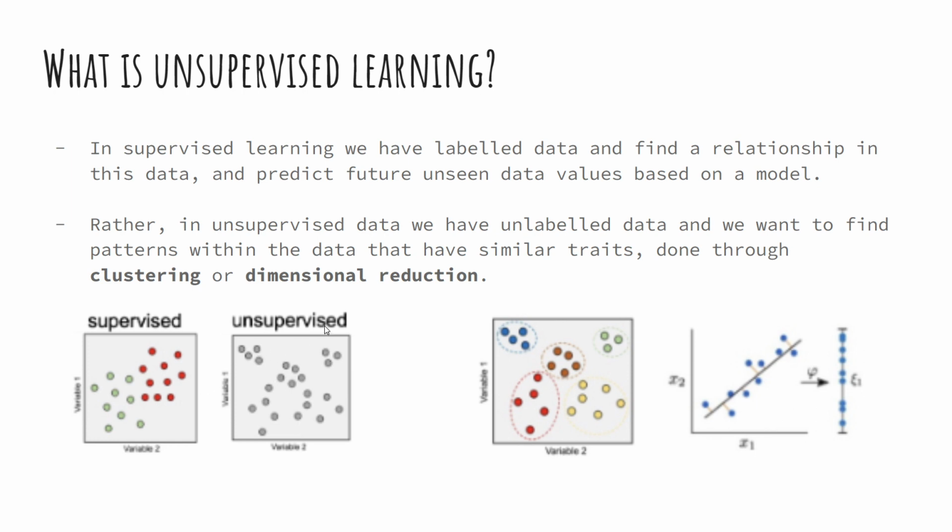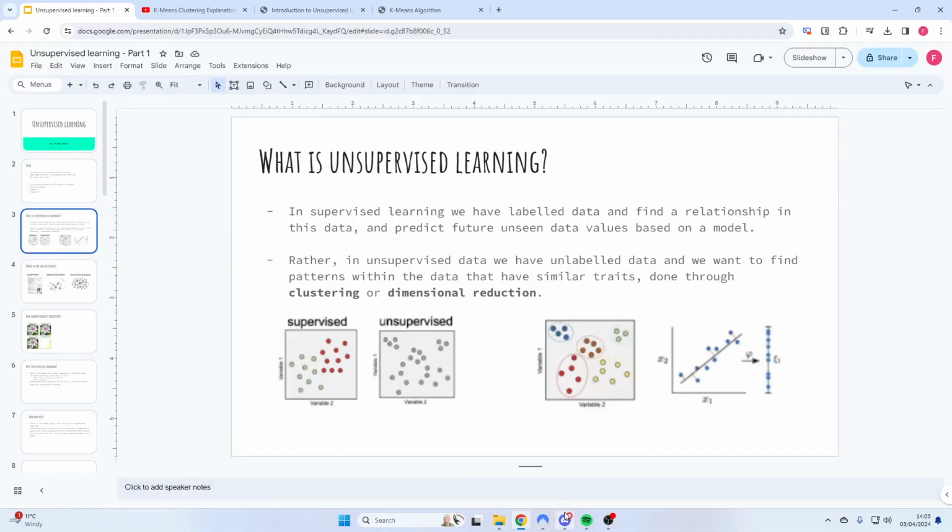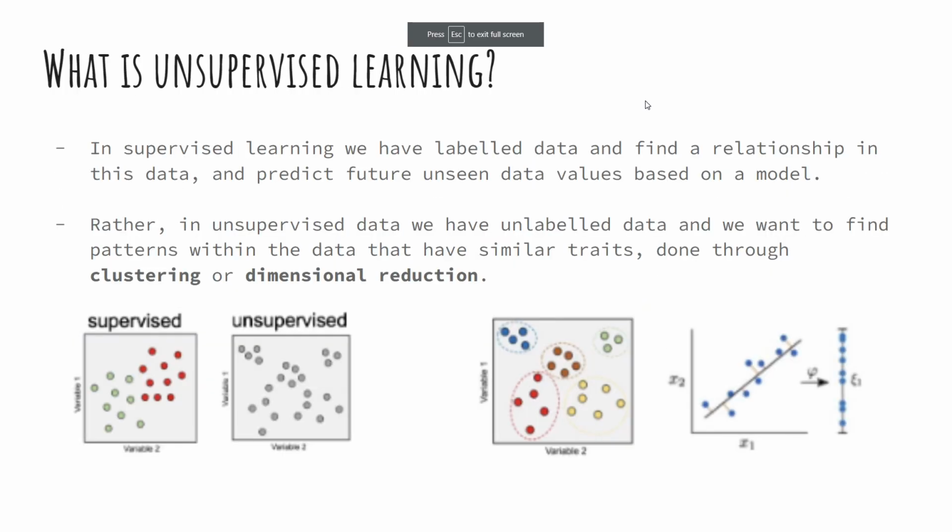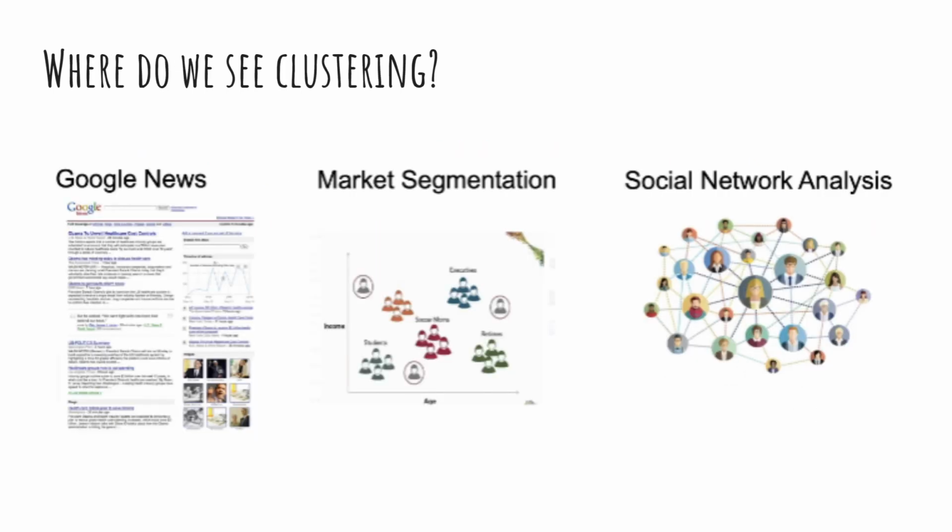So that's clustering, and then we also have dimensional reduction, which is going to take something like a 2D thing and turn it into 1D. So the main things are clustering and dimensional reduction. We'll touch on dimensional reduction a bit because you use it a bit in clustering.